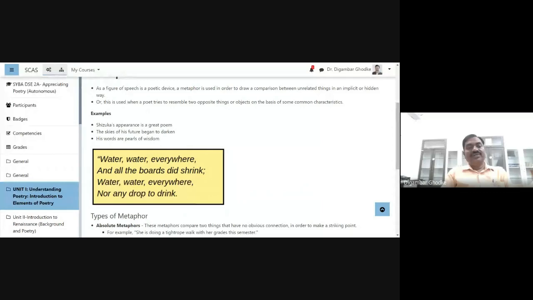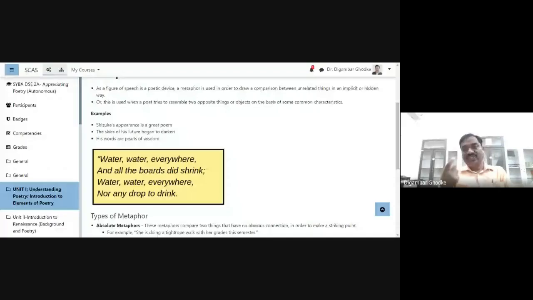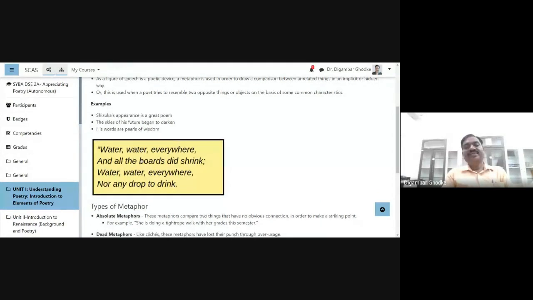Another example is: his words are pearls of wisdom. Now, here the comparison between words and pearls is made. His words are pearls of wisdom. Now, what is the basis of comparison? Pearls are shining objects. Same in the case of his wisdom. Through his words, his wisdom is noticeable. His wisdom is understood. So this is how the comparison is made on the basis of some common characteristics or quality.